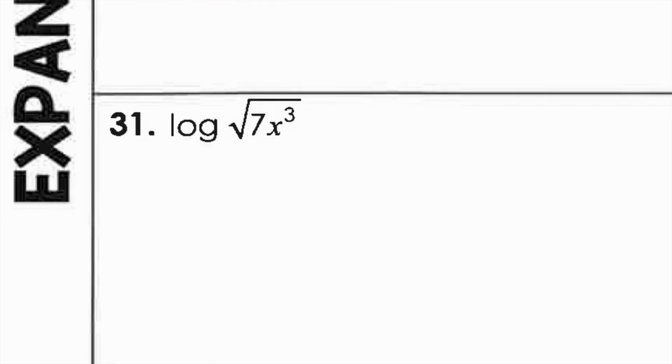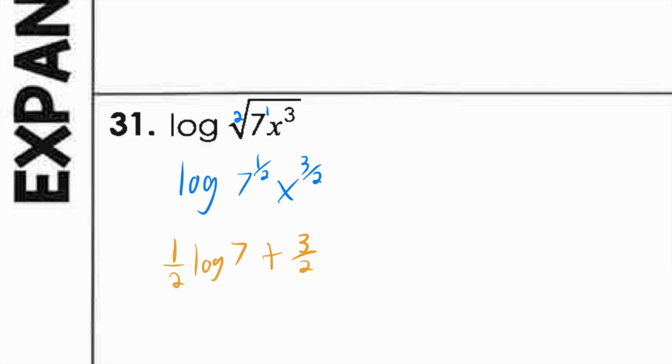It might be helpful to write each of these as their own individual power before proceeding. Log of 7 to the power of 1/2 and x to the power of 3/2. Remembering that the index is your denominator for an exponent, and the numerator is your power, or your exponent currently. And so now we'll make this two separate logarithms, 1/2 times log of 7 plus 3/2 times log of x.